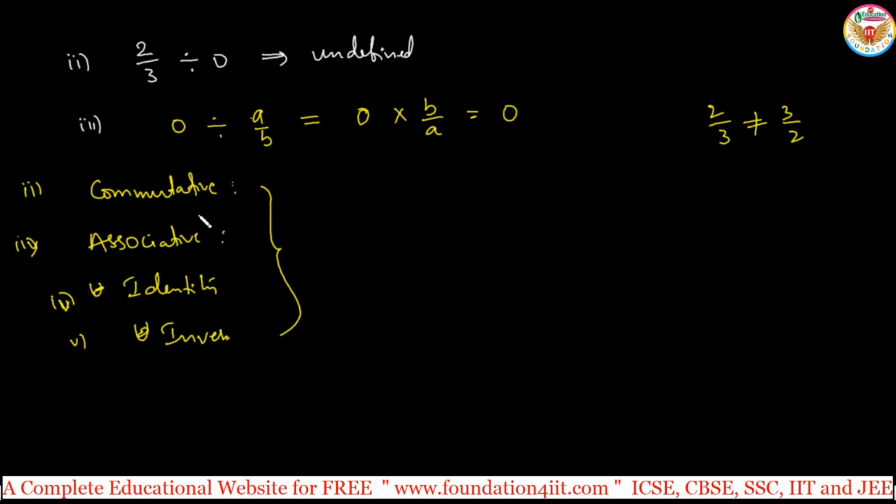You remember, commutative property, associative property, identity and inverse for division of rational numbers do not exist. Let us see a few examples based on this. Only the closure property exists; the other properties do not exist in division of rational numbers. One or two example questions will show how problems come from these divisions.